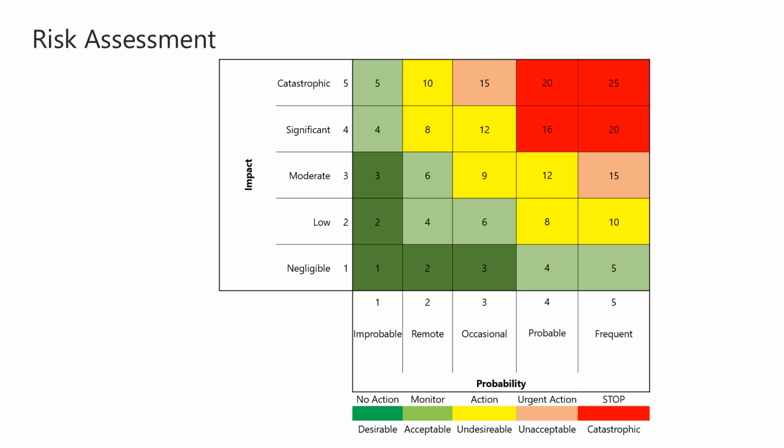So if we go back to the 2 examples that we talked about earlier, if we're talking about that SharePoint site, let's say that we have it at an impact negligible rating, so that's a 1. Even if it frequently goes down, we're still at a 5, which is relatively low.